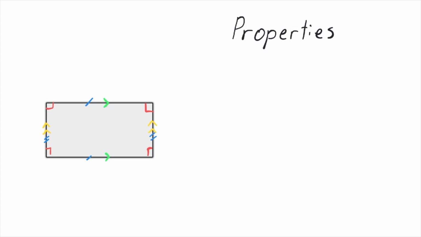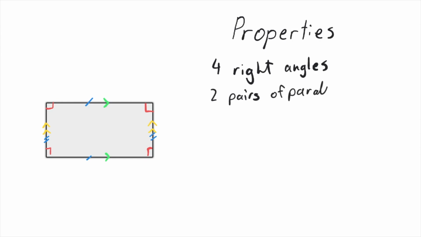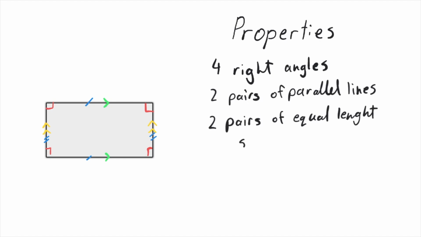So let's write these out. Four right angles. We also have two pairs of parallel lines. Only now we also have two pairs of equal length sides.